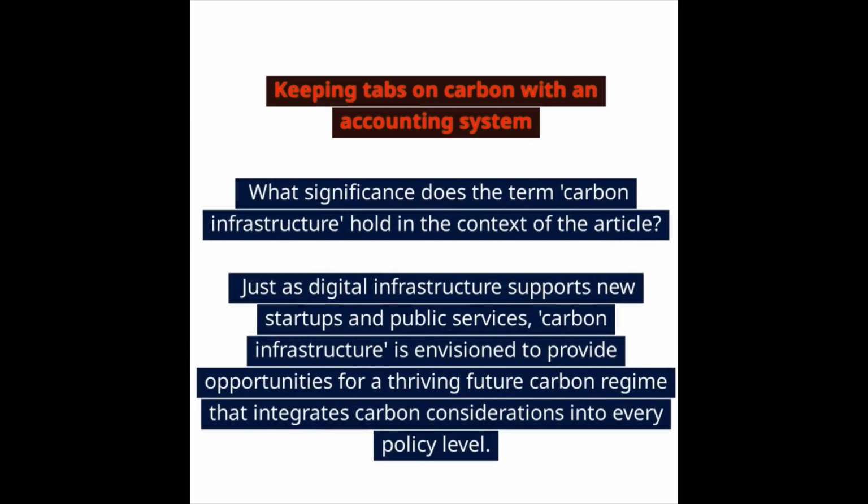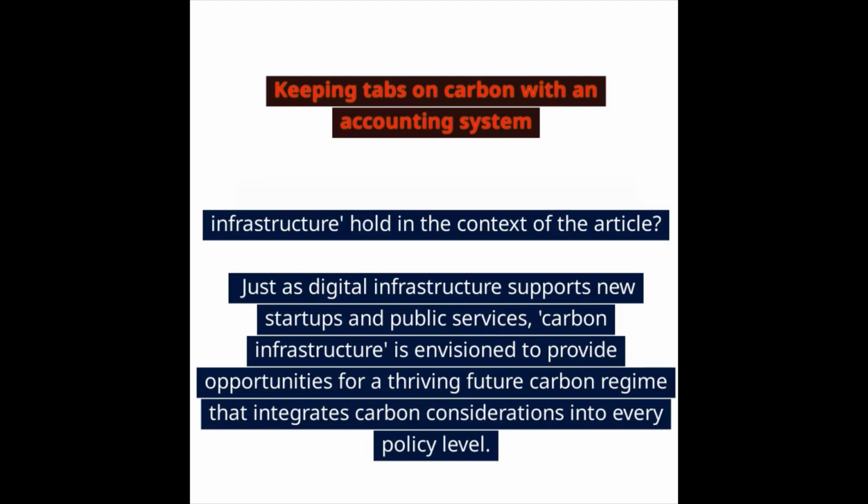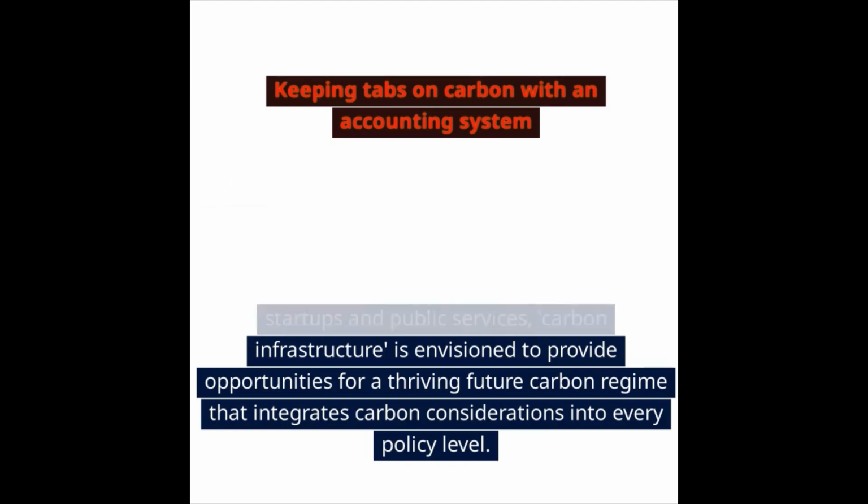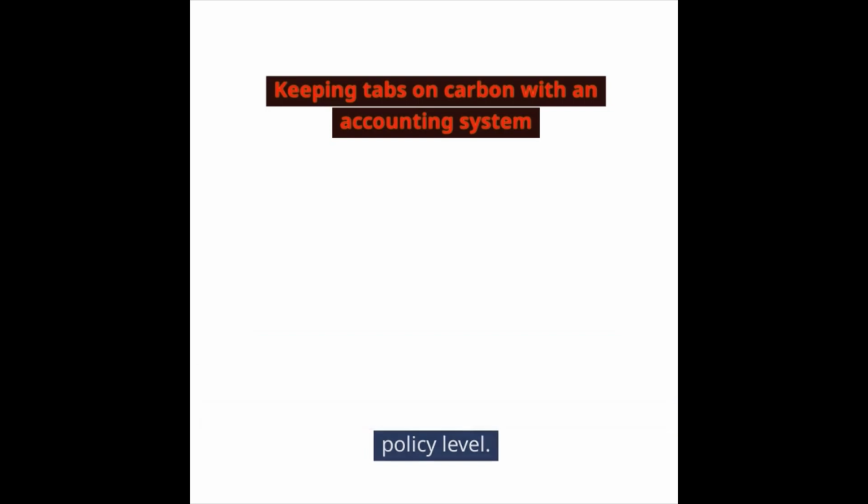What significance does the term carbon infrastructure hold in the context of the article? Just as digital infrastructure supports new startups and public services, carbon infrastructure is envisioned to provide opportunities for a thriving future carbon regime that integrates carbon considerations into every policy level.